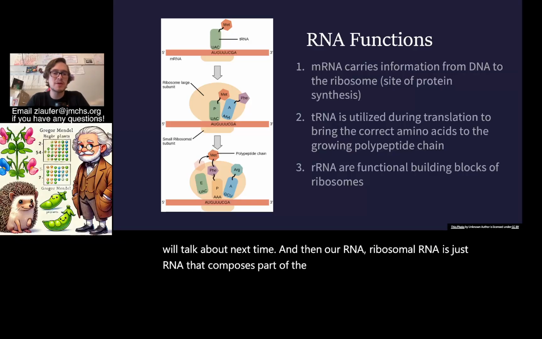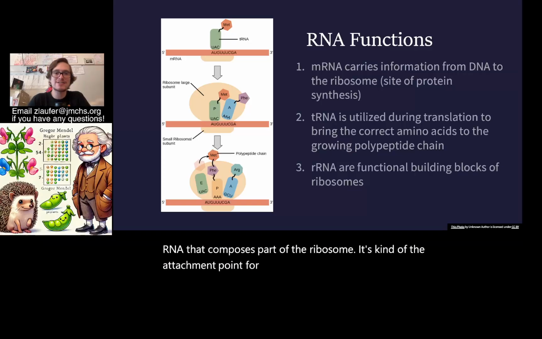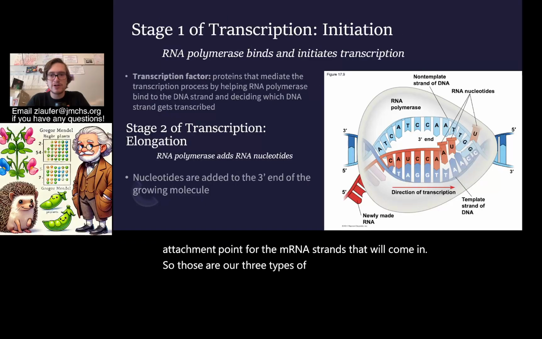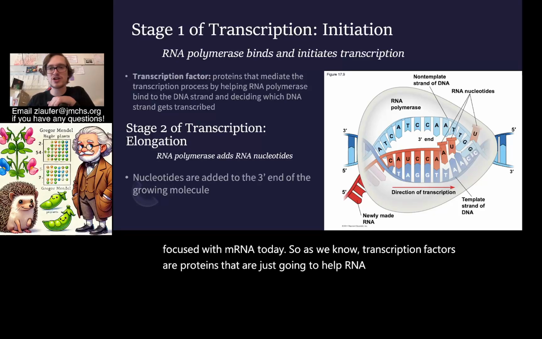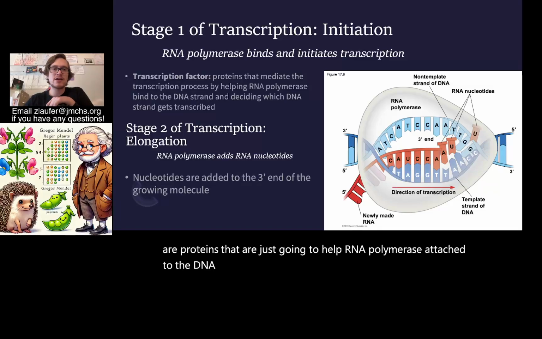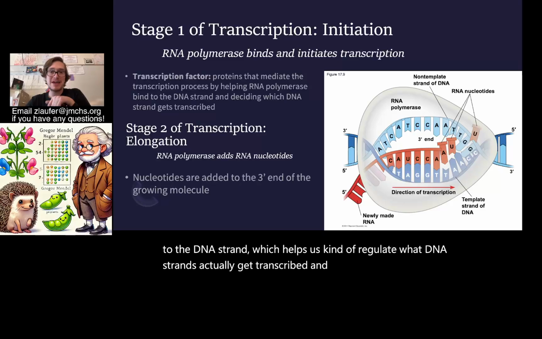It's kind of the attachment point for the mRNA strands that will come in. So those are our three types of RNA. We're mainly going to be focused with mRNA today. So as we know, transcription factors are proteins that are just going to help RNA polymerase attach to the DNA strand, which helps us regulate what DNA strands actually get transcribed and what genes we actually make. So that's the first step.